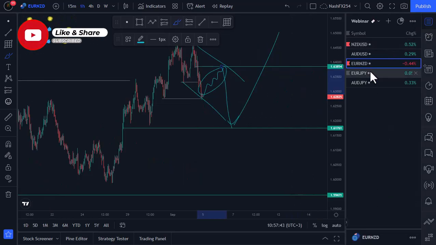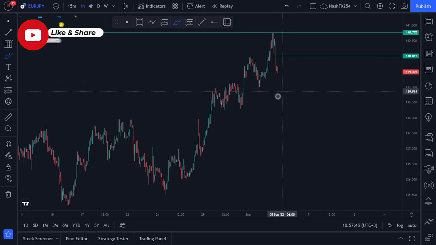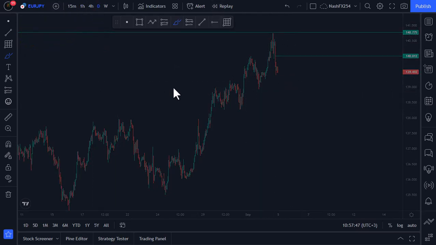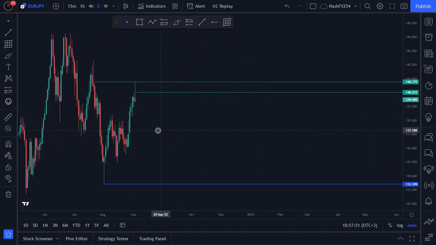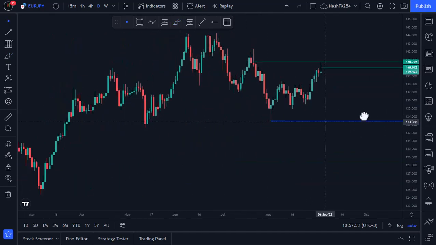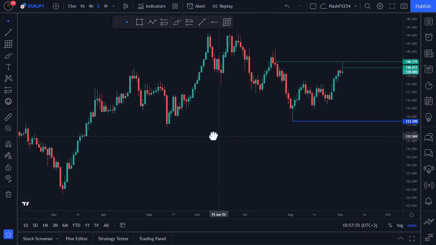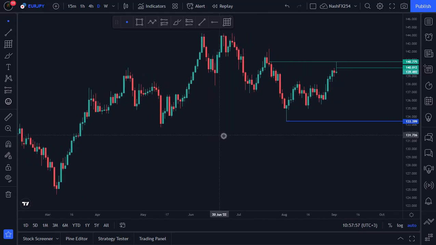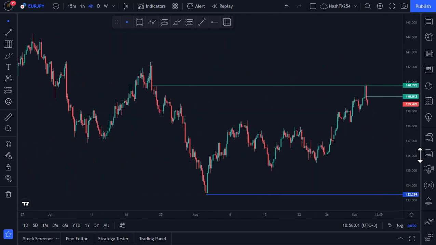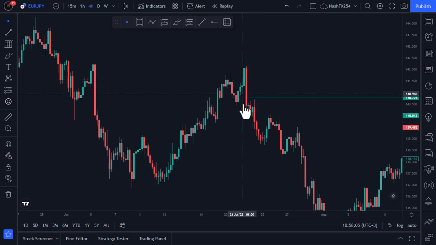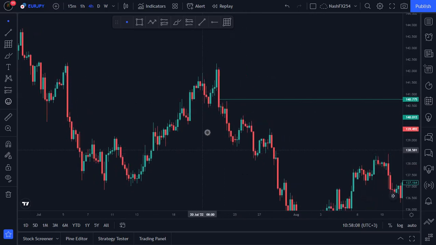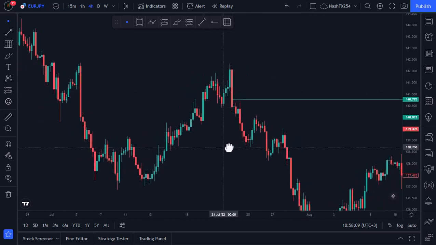Okay. Next, let's talk about Euro Yen. Yen pairs, we have been so patient with yen pairs, man. And finally, I'm seeing the market is ready to push to the downside. Now, I had my value area over here after this big green candle over here. I had my value area in those levels.